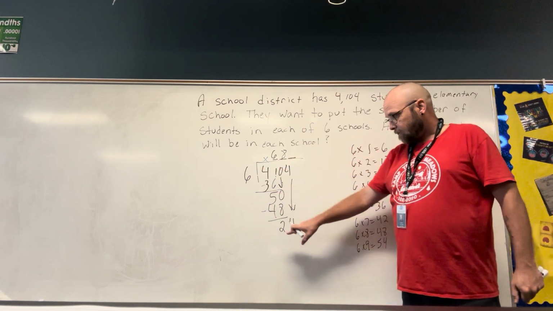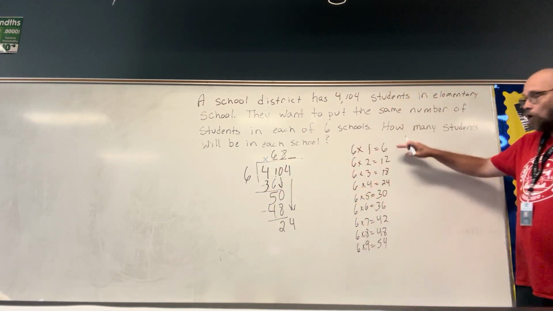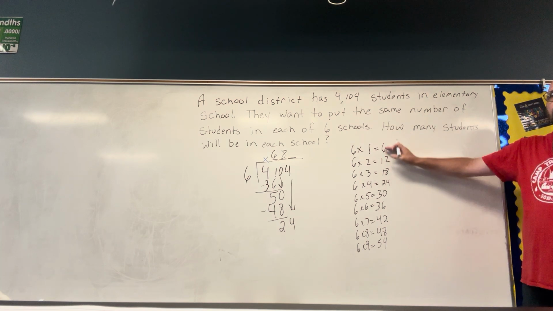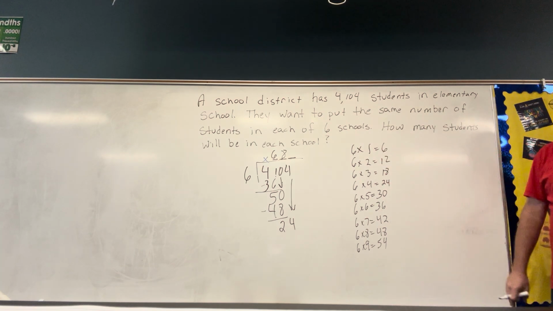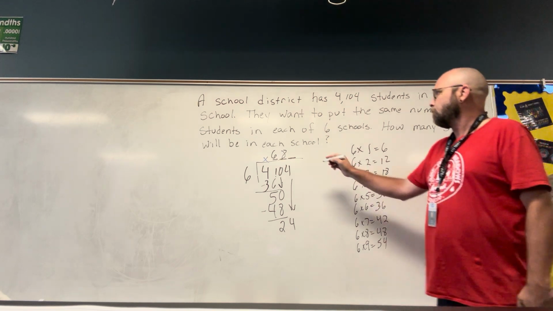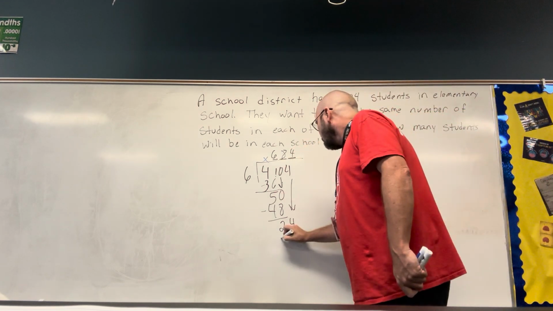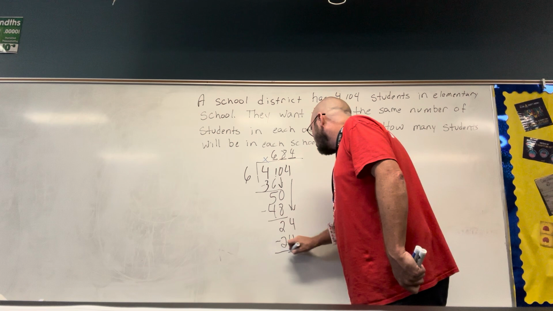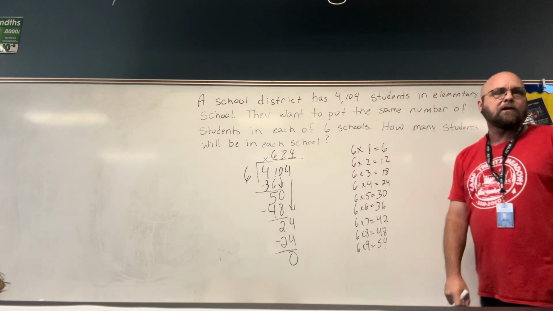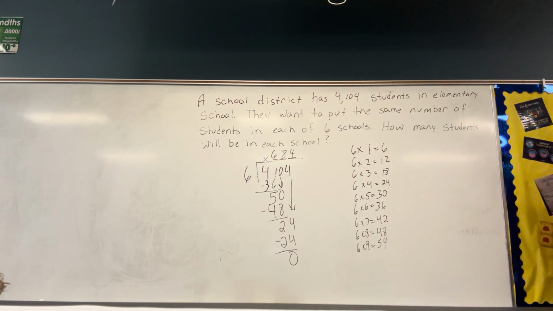Now I have my 6 into 24. I go over here, I want to get as close to 24 as I can get without going over, and what do I get? 6 times 4, I get 24. And I subtract, and I get 0. So I don't have to split one kid into 4,000 places.